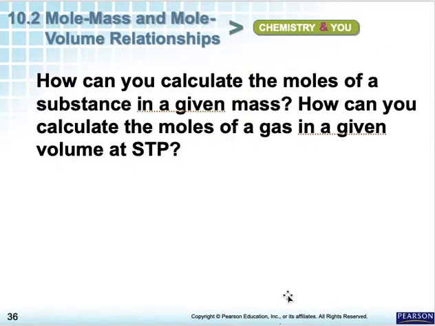How to calculate the moles of a substance given its mass? Well, we're going to use... how can you calculate the moles of a gas in a given volume at STP? This one will take 2 conversion factors. How do I know that? Well, I'm starting with volume, and I want to get all the way to mass.